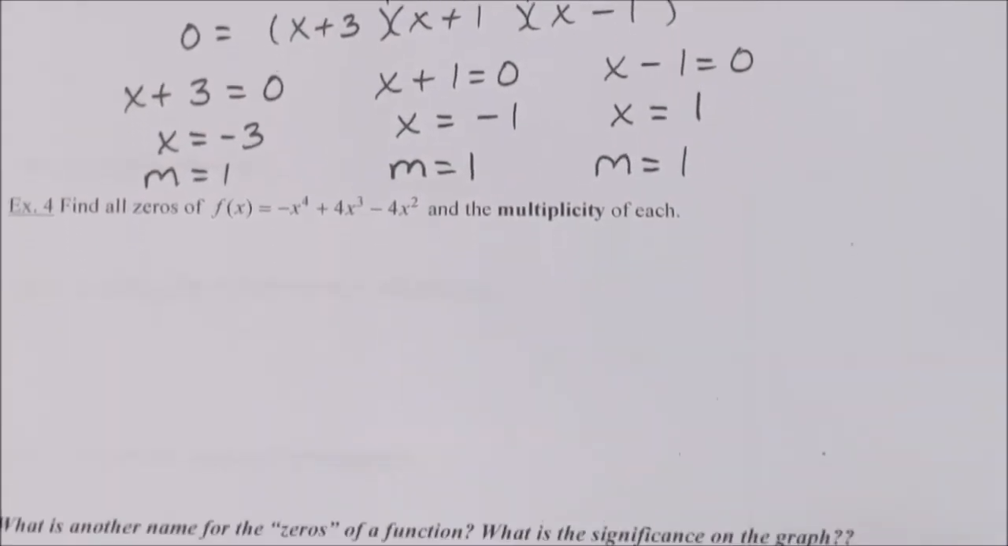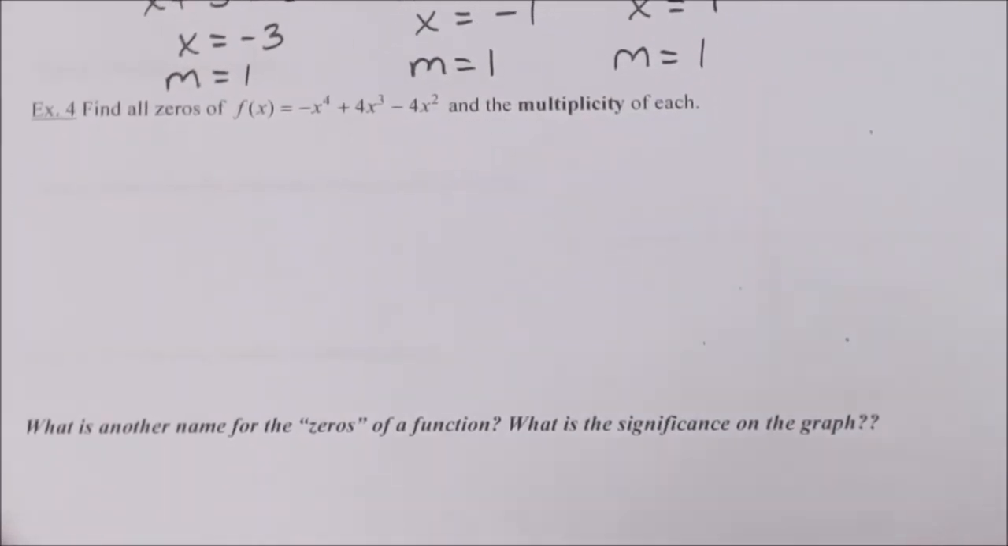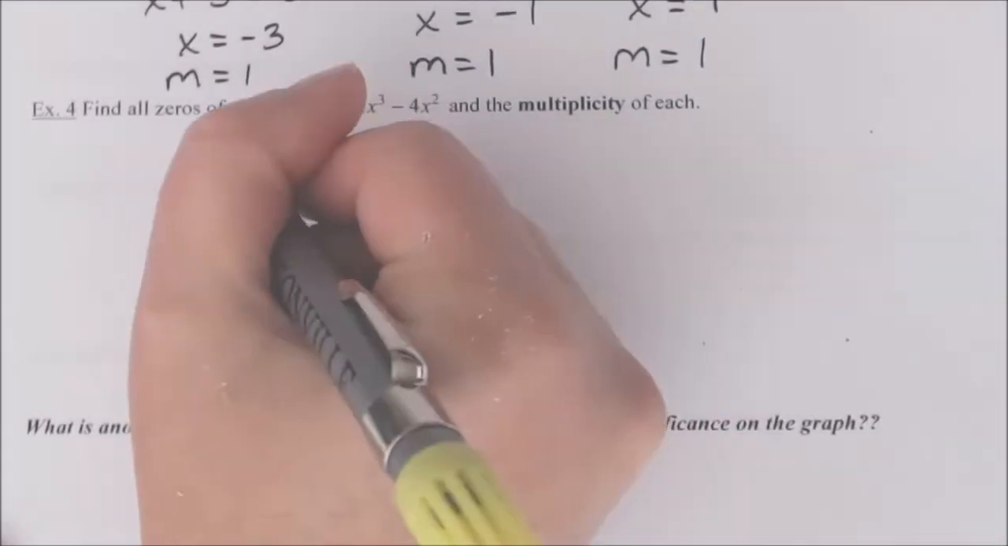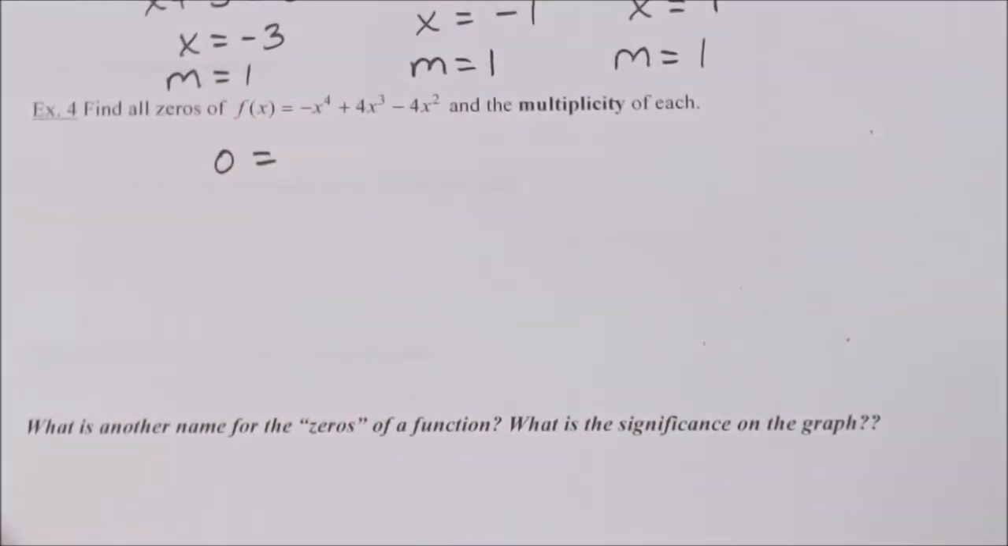Let's try example 4. It's the same question, but again, we have to do the factoring. So I'm going to set the equation equal to 0. We have a trinomial here, and hopefully you see that it's got a GCF. What is the GCF that I can take out of all three of these terms? They all have x in common, and the lowest power was x squared.